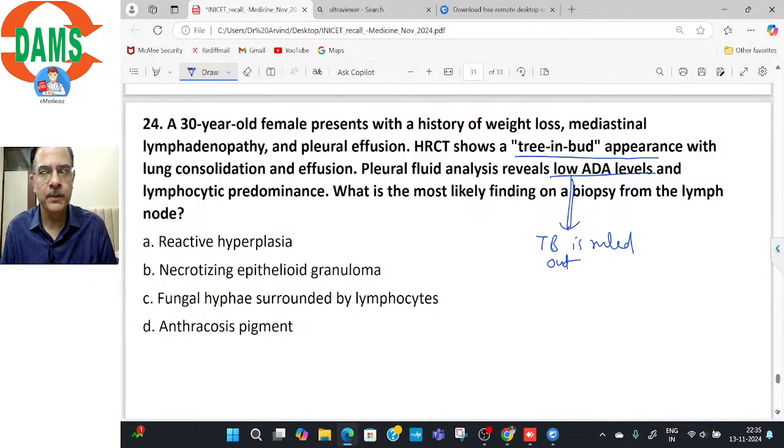Tuberculosis is ruled out. Lymphocytic predominance. So tree in bud appearance can be because of bronchiectasis, can be because of pneumocystis, which is also a fungus, or can be an atypical fungus. So the answer here will be fungal hyphae surrounded by the lymphocytes. That will be the best answer here. This is a fungal infection most likely.